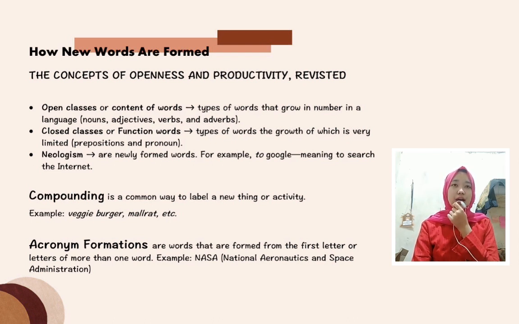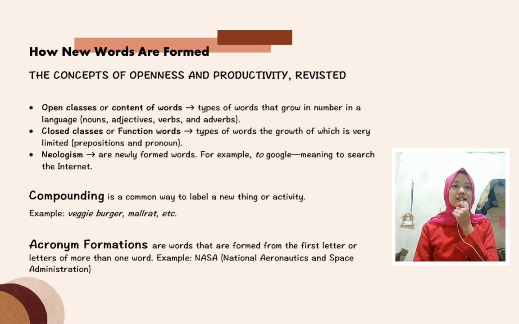In this part, I'm going to be explaining the concepts of openness and productivity revisited. All the words in a language can be broadly divided into two parts, which are open classes of words and closed classes of words. First of all, I will explain open classes of words. Open classes of words, or content words, are types of words such as nouns, adjectives, verbs, and adverbs that grow in number in a language. Open classes of words are always being formed and very productive.